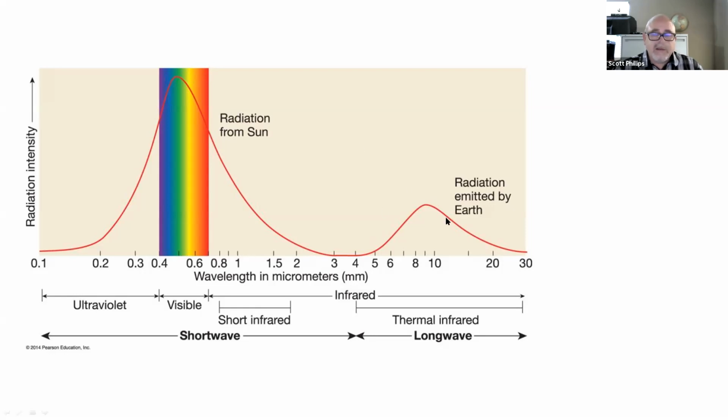On the other hand, the radiation emitted from the earth, as the earth warms and emits energy back out into space, is different. The earth is not as hot as the sun, so it's going to be emitting longer wavelengths, what we call the thermal infrared, kind of heat energy being emitted from the earth. So there's a difference in the wavelengths of energy from the sun and energy from the earth. Sun is shorter wavelength, earth is longer wavelength. So that's the first part of this.